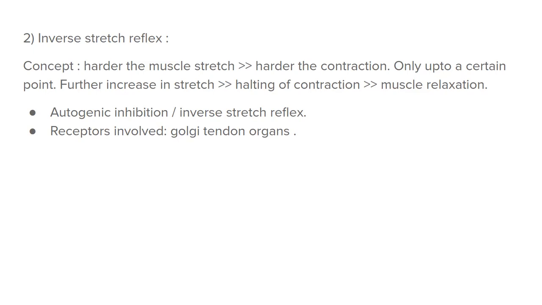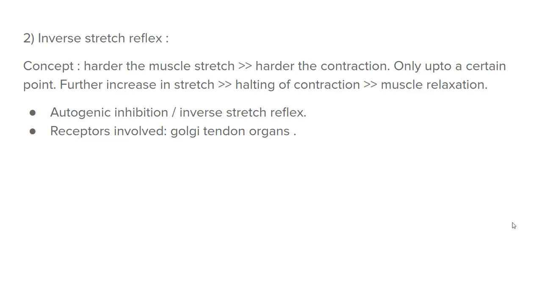If you understand, I'll show it to you. So harder the muscle stretch, harder the muscle contraction. That is, the gamma efferent discharge is proportionate to the amount of stretch that's happening in the muscle, only up to a certain point. With further increase in stretch, contraction halts and there is muscle relaxation. The organ that is responsible here is your Golgi tendon organ. These are the receptors that get activated at points of extreme stretch. This is otherwise called the autogenic inhibition or the inverse stretch reflex. Like with stretch, if there is relaxation, it is inverse stretch reflex.